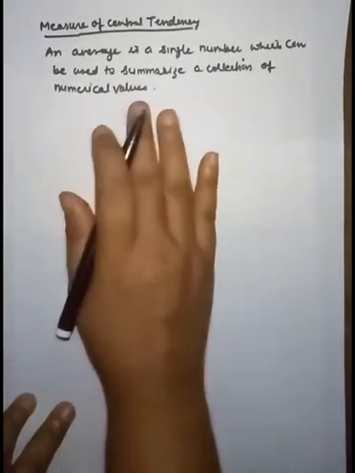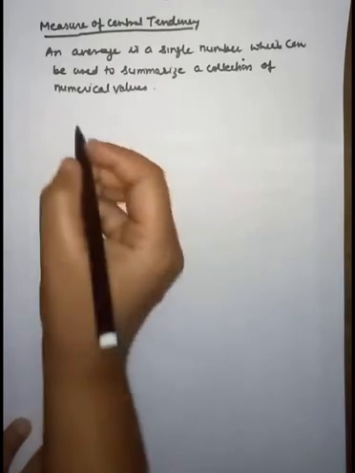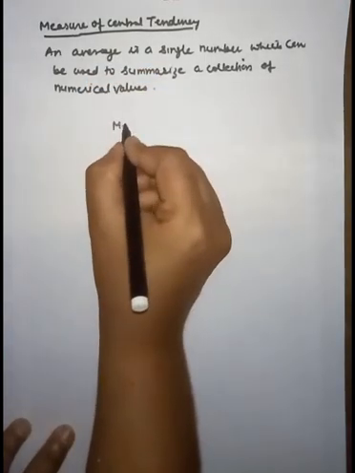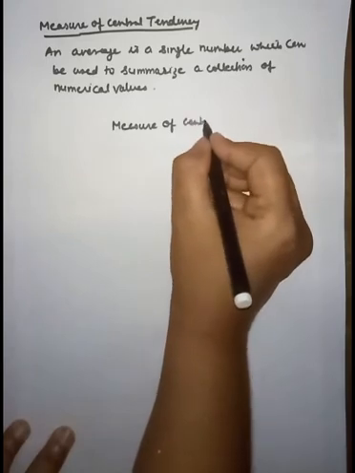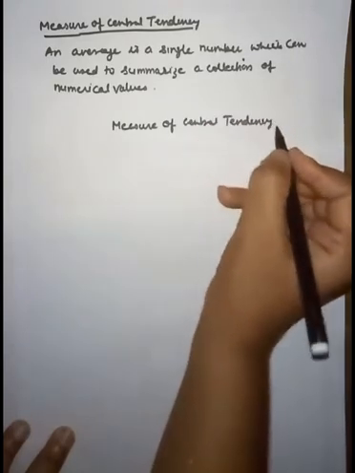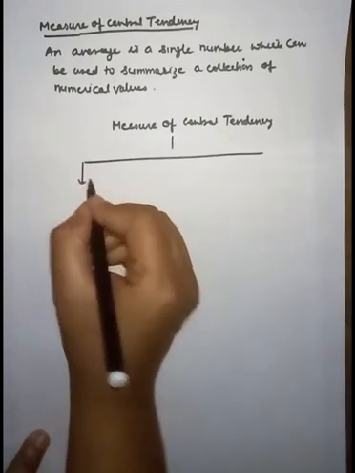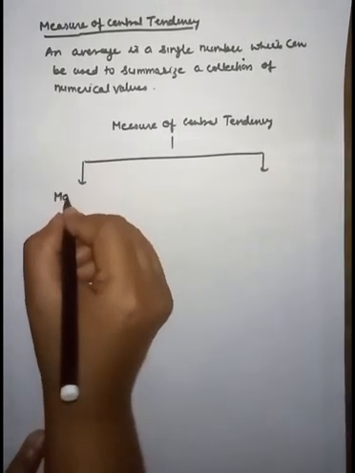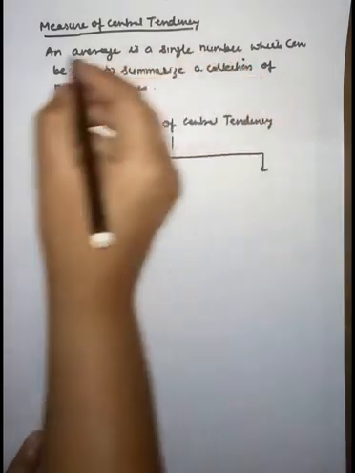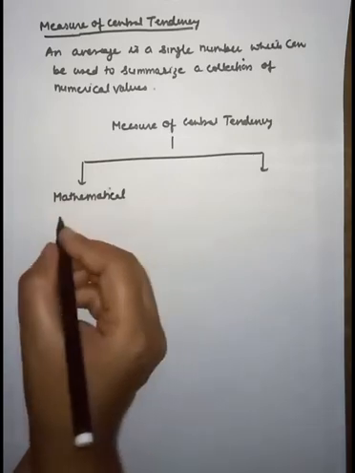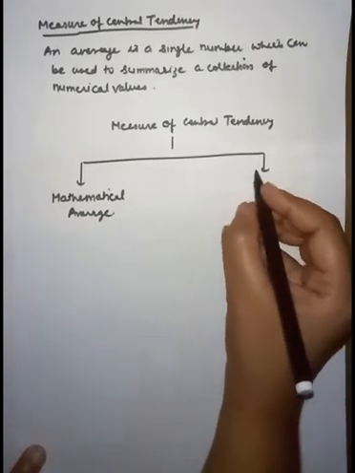So here I discuss measure of central tendency through a chart. I make one chart so you can easily understand the measure of central tendency. Friends, measure of central tendency are of two types. First one is mathematical average. As I told you, measure of central tendency is used to compute the averages. So first one is mathematical average and second one is positional average.